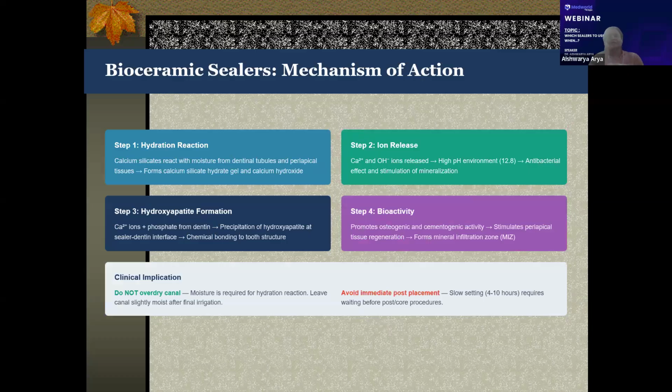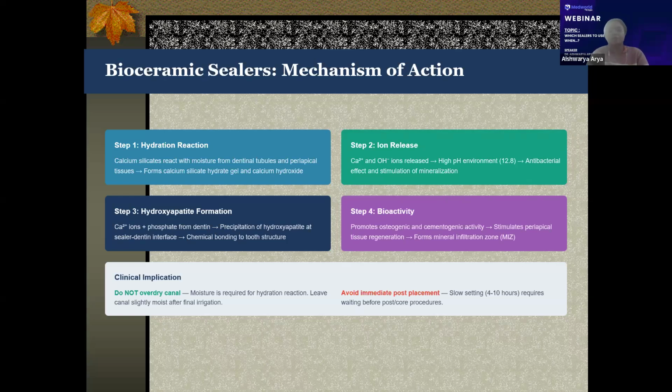Coming to what exactly the mechanism of bioceramic sealers is and why we came up with this: it has four phases, and we need to understand the mechanism. The first is the hydration reaction, where the calcium silicates react with the moisture present in the dentinal tubules as well as in the periapical tissue, and form a hydrate gel or calcium hydroxide.